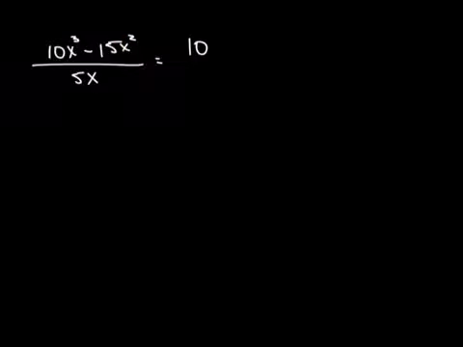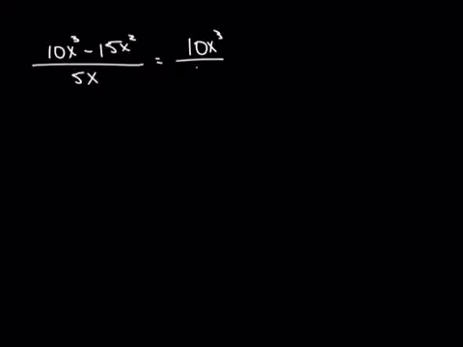So I get 10x cubed over 5x, okay, because this problem here says that everything up here in the numerator is over 5x. So if you split them up, you have to split them up. You put each term over the 5x.